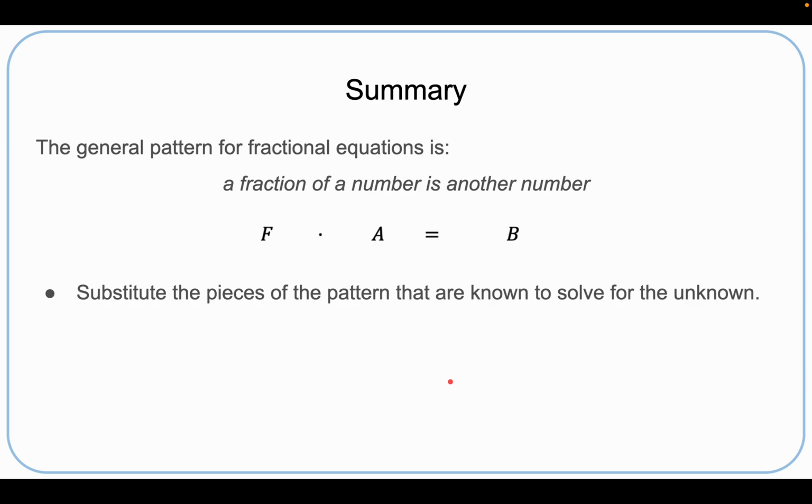In summary, just remember this pattern. The general pattern for a fractional equation is a fraction of a number is another number. F times A equals B. So then we would just substitute the pieces of the pattern that we know to solve for the unknown.